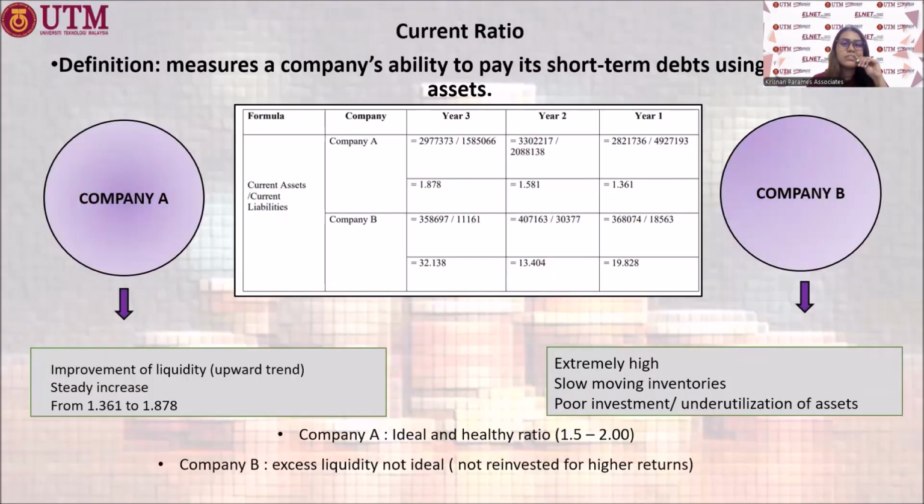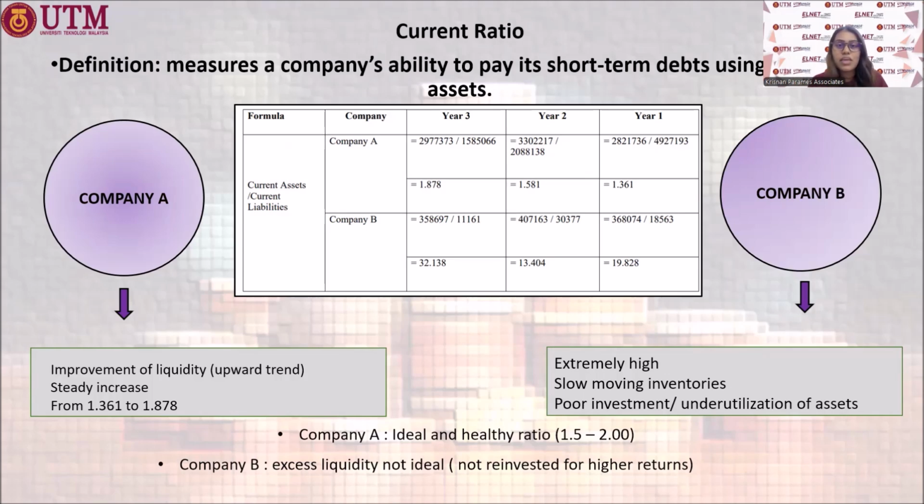All right, so this is the current ratio. As you may know, the current ratio measures a company's ability to pay its short-term debts using its assets. In company A, there is a steady increase, from 1.361 in year one until 1.878 in year three. So the liquidity of company A is increasing. There is an upward trend.